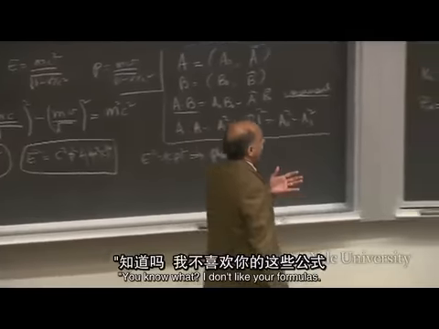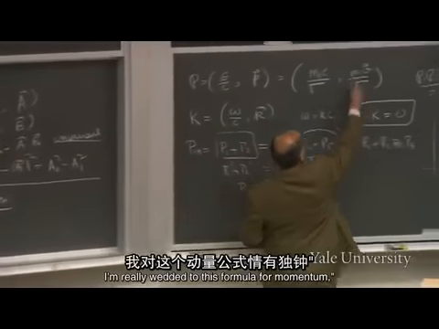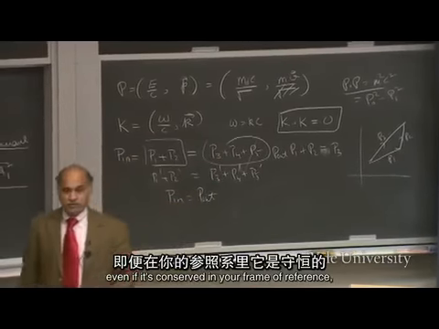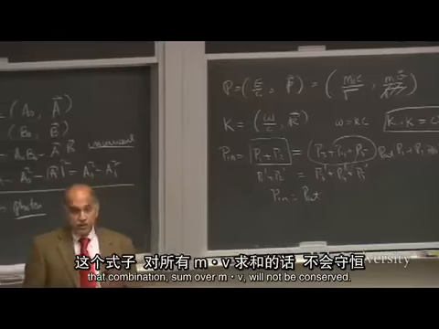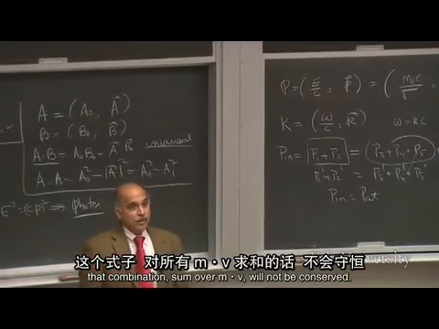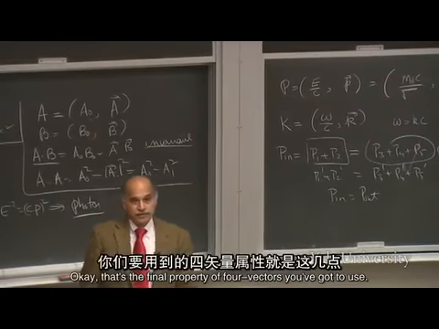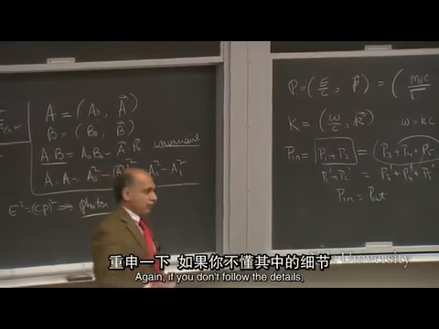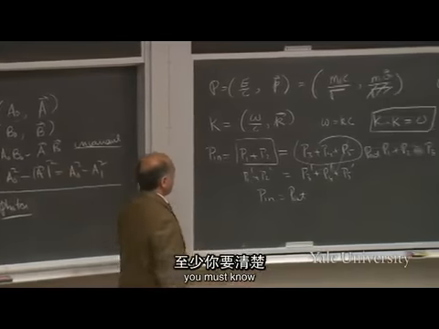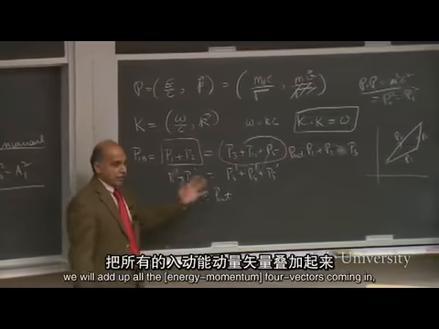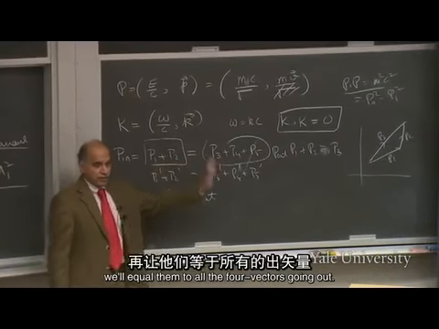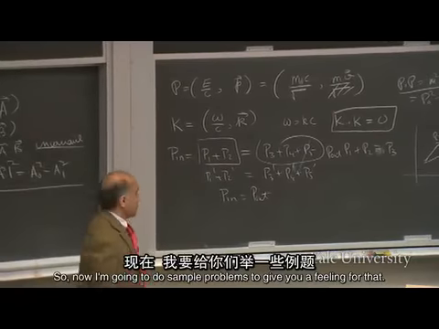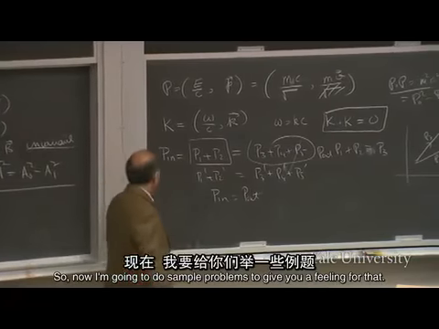If you went and said, you know what, I don't like your formulas, I am really wedded to this formula for momentum, what you will find is that even if it's conserved in your frame of reference, in a different frame of reference, that combination, sum over mv, would not be conserved. Okay, that's the final property of 4 vectors you've got to use. Again, if you don't follow the details, you must know that in collisions that we are going to study, we'll add up all the 4 vectors coming in, we'll equate them to all the 4 vectors going out. That's it. So now I'm going to do sample problems to get you a feeling for that.